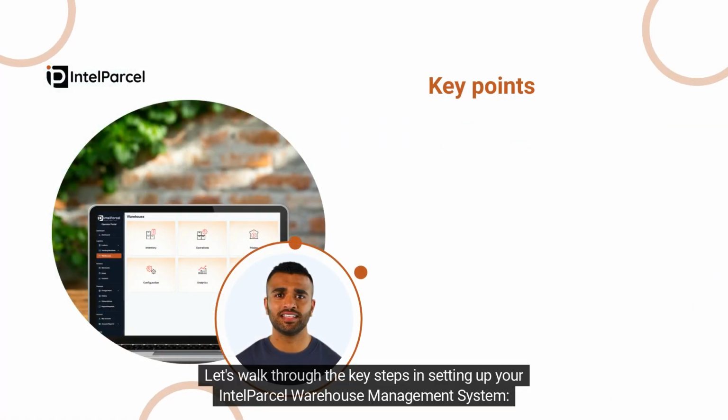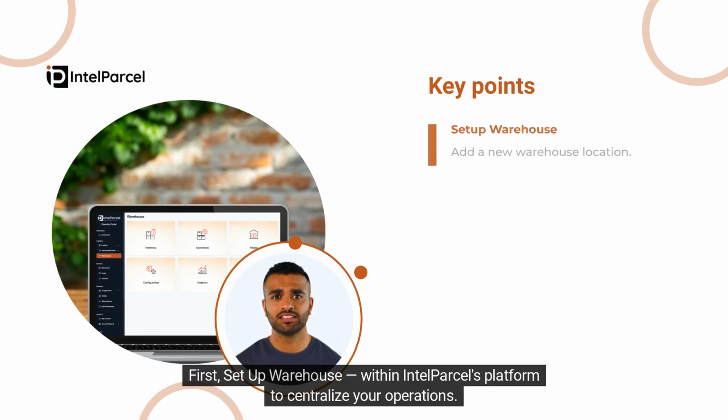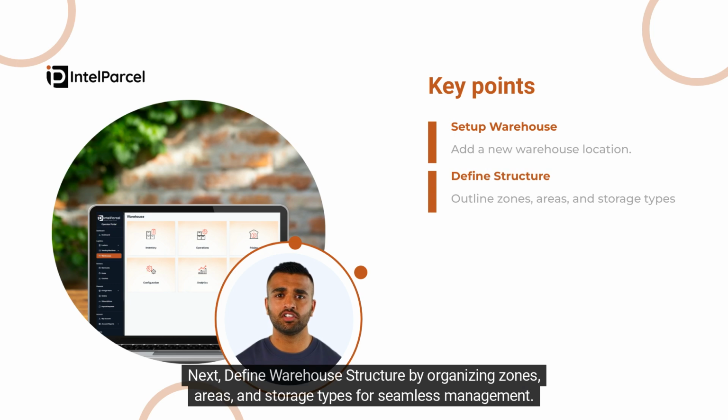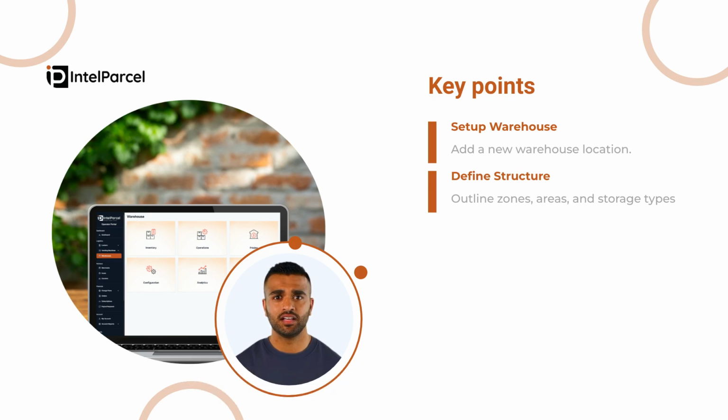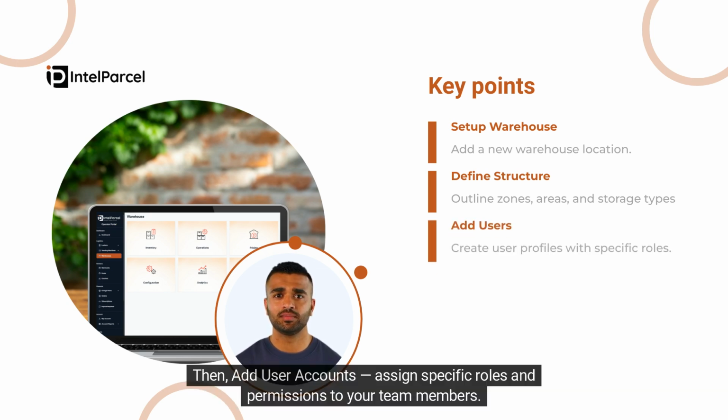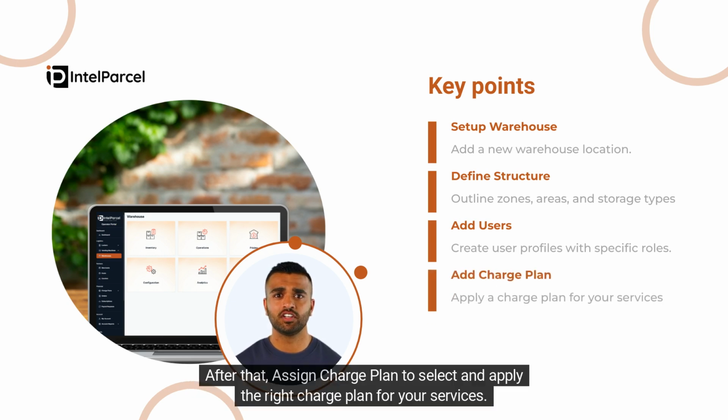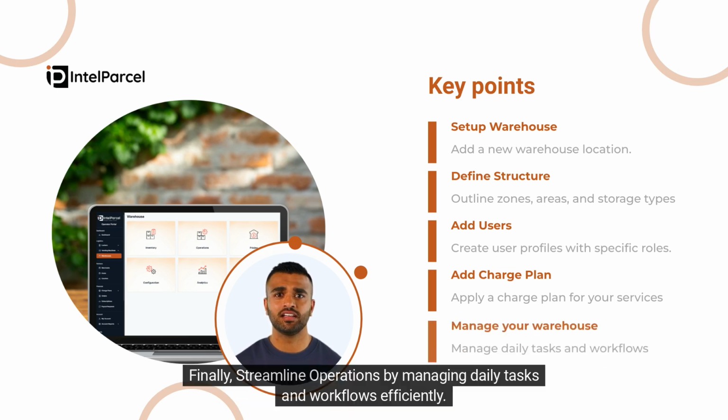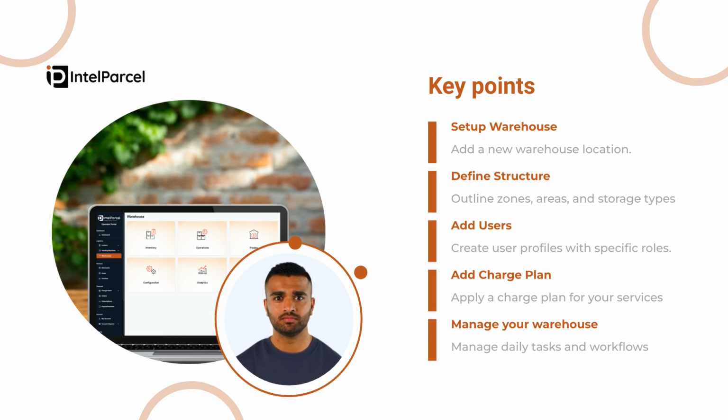Let's walk through the key steps in setting up your IntelParcel warehouse management system. First, set up warehouse within IntelParcel's platform to centralize your operations. Next, define warehouse structure by organizing zones, areas, and storage types for seamless management. Then, add user accounts, assign specific roles and permissions to your team members. After that, assign charge plan to select and apply the right charge plan for your services. Finally, streamline operations by managing daily tasks and workflows efficiently.